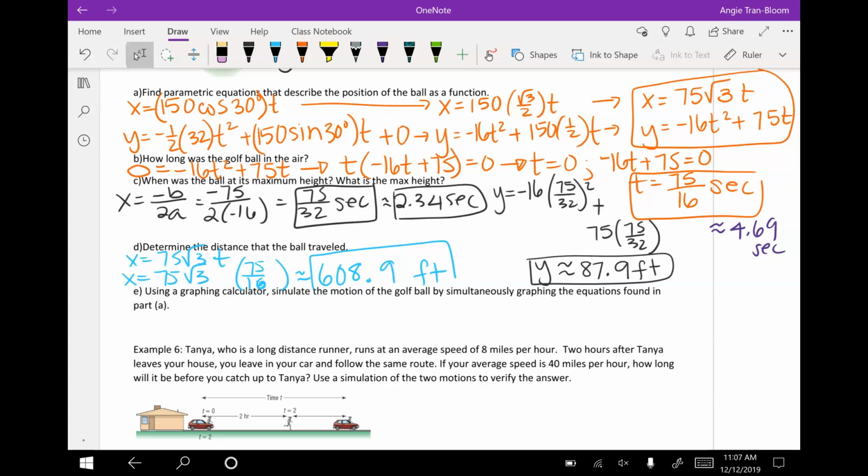So X max should be that. What do you think Y max should be about? Yeah, 190, something around there. And then hit graph. So all the mins should be 0 in application. And hit graph once you have it. Make sure you enter in your X equals in this case. X equals 75.3t and Y equals negative 16t squared plus 75t.